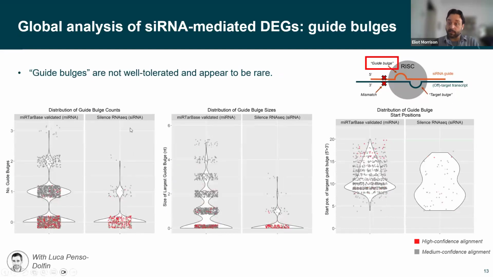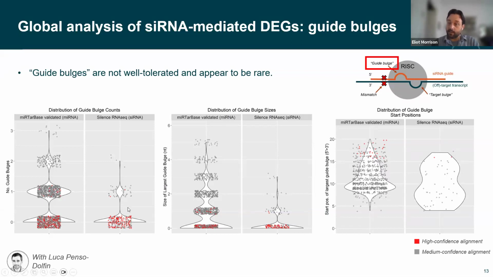We then took a look at the other side. So what about bulges on the guide strand? Here the picture is completely different. We see essentially no alignments that feature guide bulges. Maybe a couple, but I would argue these are probably artifacts. We see some in the microRNA alignments, so it could be possible in that context, but for siRNAs, we really don't see any.